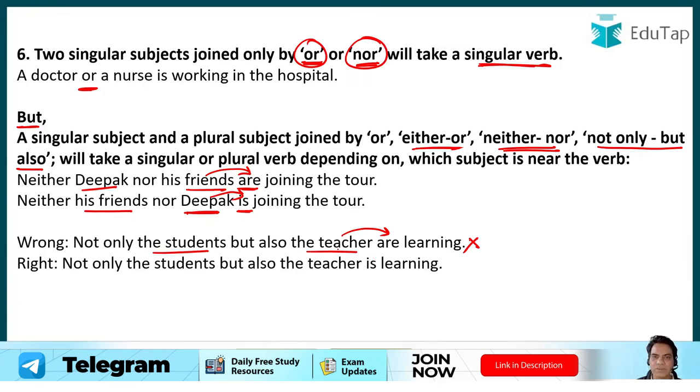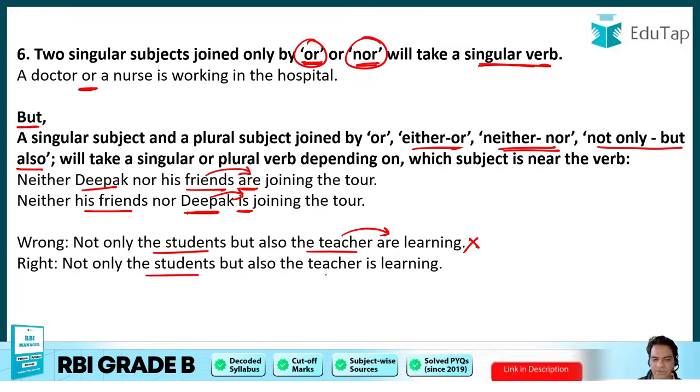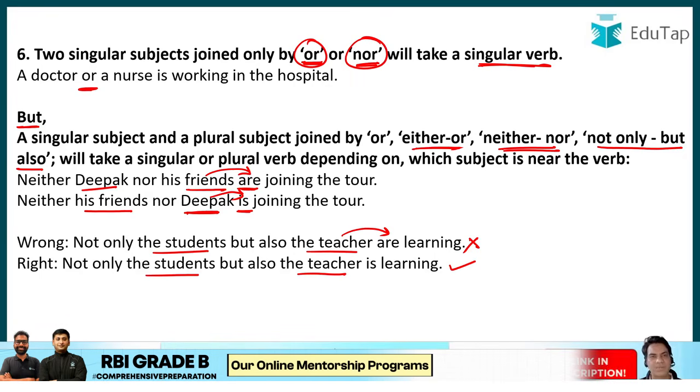So it should take a singular verb. So the correct sentence should be: not only the students but also the teacher is learning. If we reverse the situation, not only the teacher but also the students, now it would be are learning. So in either or, neither nor, and not only but also.